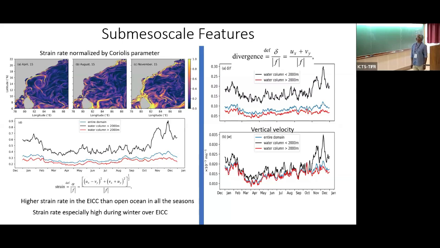There are other parameters which we can use to confirm this. One of them is strain rate, then the divergence, and finally the vertical velocity. All these parameters confirm that there is a certain amount of submesoscale activity during spring and summer, but they are strongest during the northeast monsoon time, and they are strongest along the coast of India, where the EICC is flowing down. So all these figures support that inference.